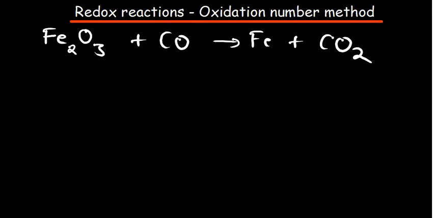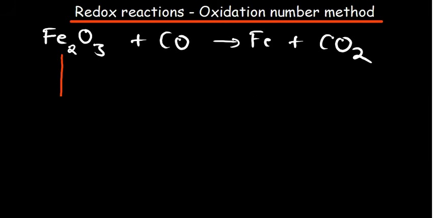We're just going to talk about the balancing of redox reactions using the oxidation number method. If you've not watched the video on how to assign oxidation numbers, do watch it. The link is in the description. So the first thing you want to do is identify what is necessary for you to balance in terms of oxidation states.